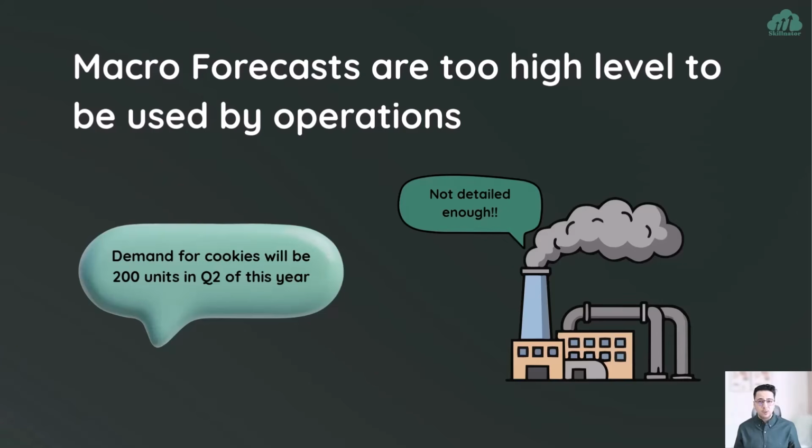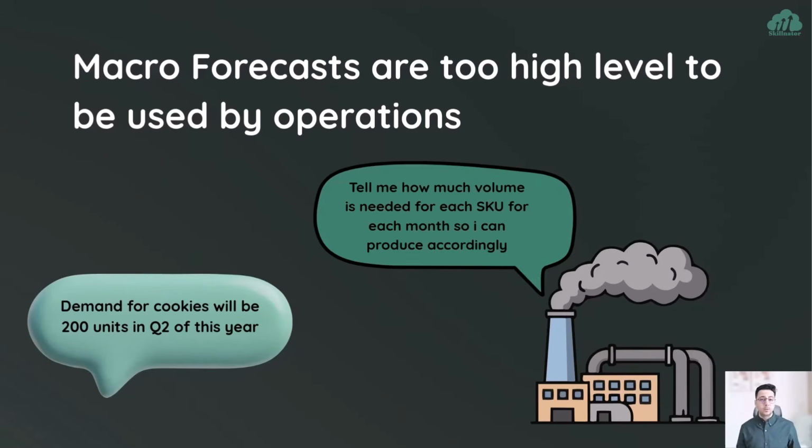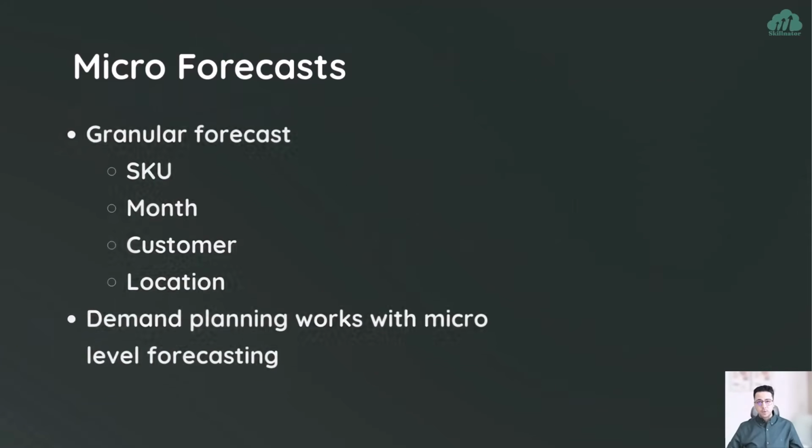Plants do not just produce total categories or total cookies. They produce specific products in specific quantities at specific times. For example, instead of knowing the total cookie sales will be 200 units in Q2 of next year, they need to know how much exact amount of 200-gram vanilla cookie packs are needed in the month of April so they can do the production accordingly. This is where micro forecasts come in.